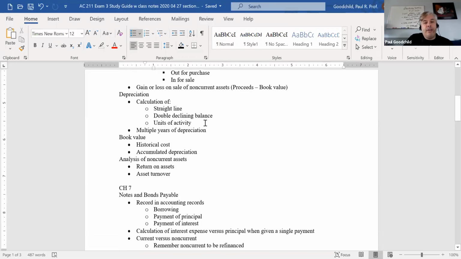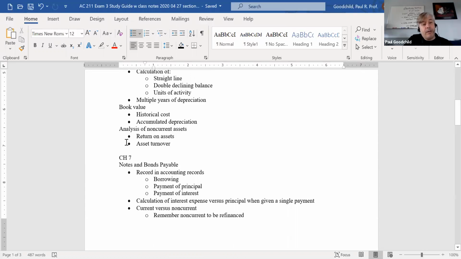Depreciation, calculation of, straight line, units of activity, multiple years of depreciation. So I could ask about what is the second or what is the third. Book value, you have your historical cost, accumulated depreciation. And even though we covered this a lot in 10, there are some questions in each of the chapters that hit on some of the important ratios for those chapters. So what is the return on assets? What is the asset turnover?